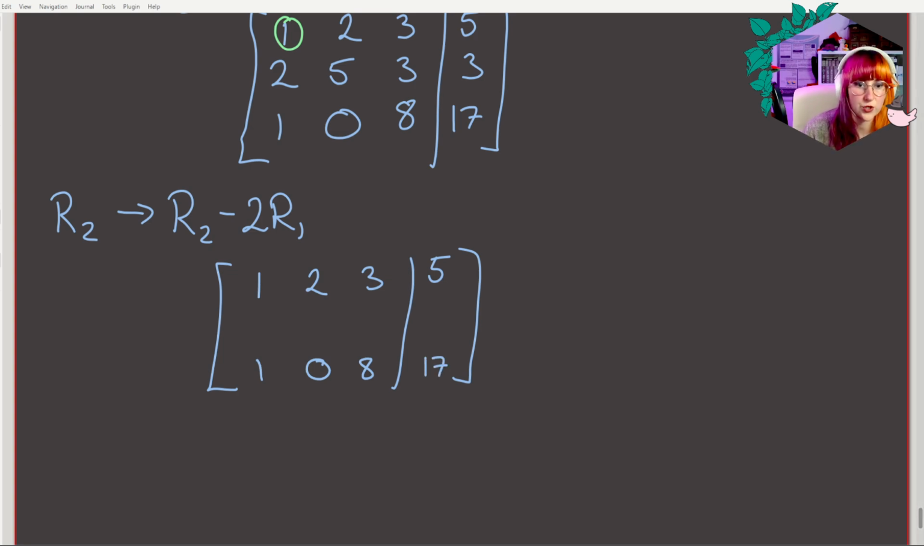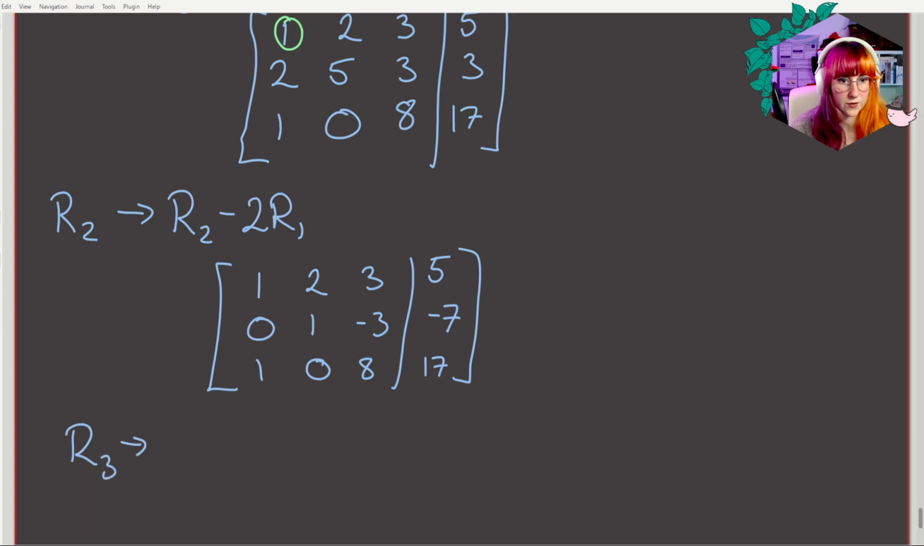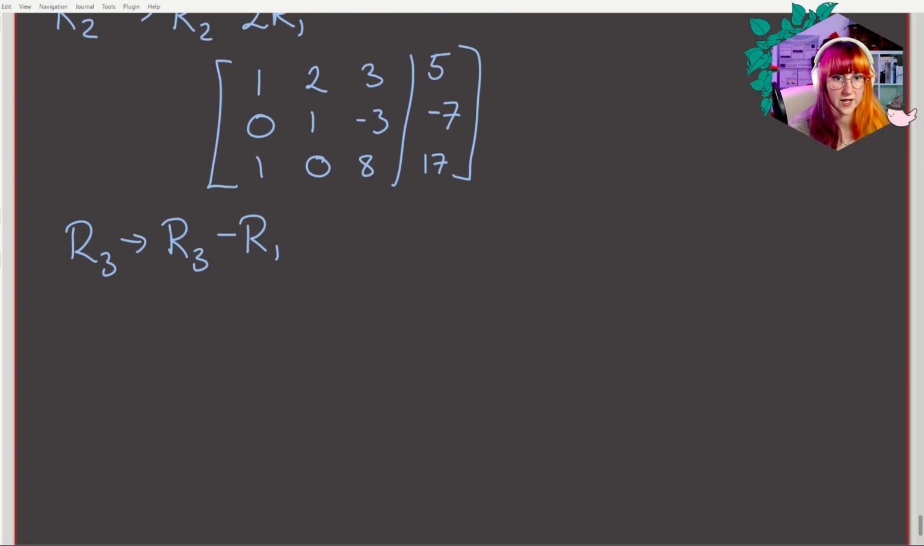So 2 minus 2 is 0. 5 minus 2 lots of 2 is 1, so 5 minus 4 is 1. And then 3 minus 2 lots of 3 is -3. 3 minus 2 lots of 5 is -7. Okay, so second row done. Now we need to get rid of the final entry, so the 1, 3 entry. So we do R3 goes to R3 minus R1. So we only need to do one lot of it, which should be quite nice.